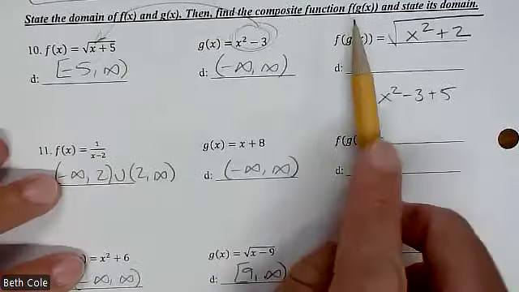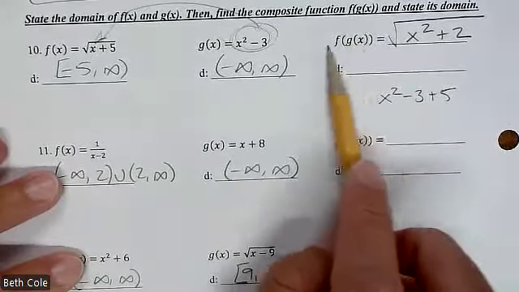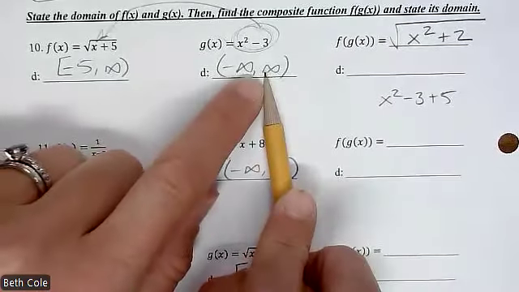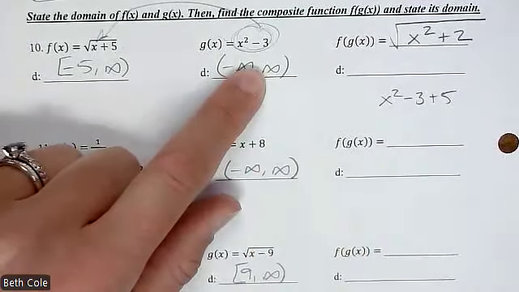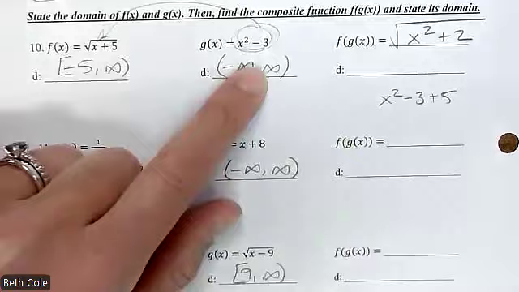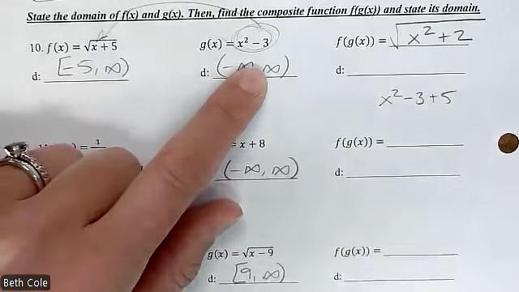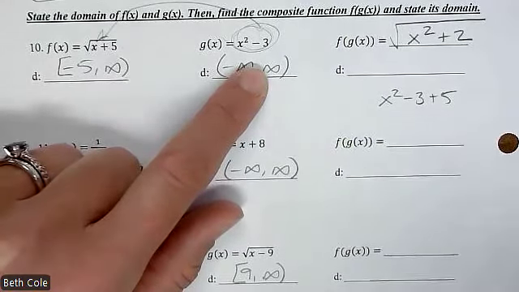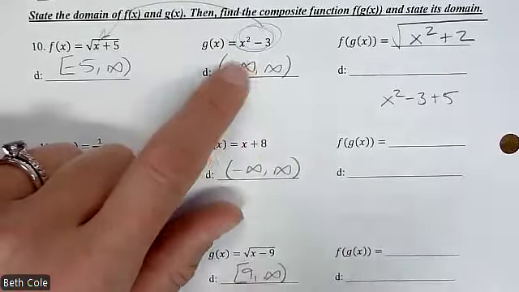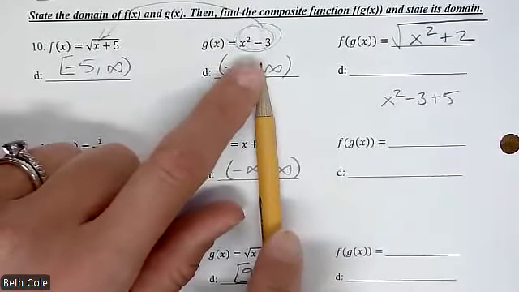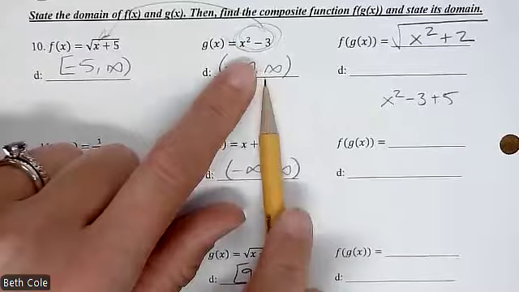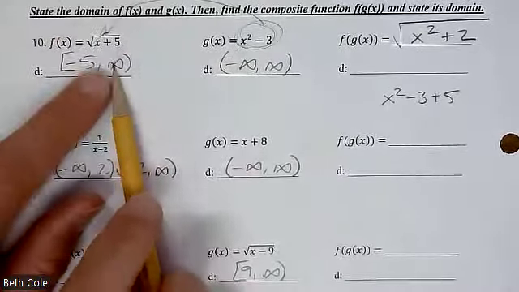Okay, here we go. Which one's the inside? G. Does G have a restriction? No. Great. If it did, though, we would keep it. If the inside one has a restriction, you keep it, but this one doesn't. Inside keep, outside problem.